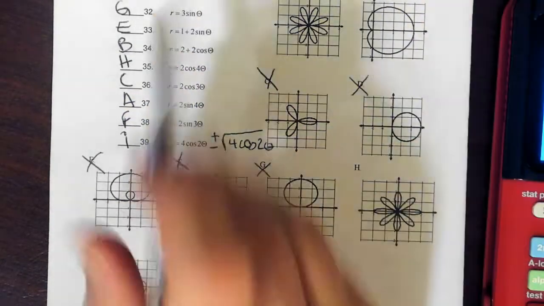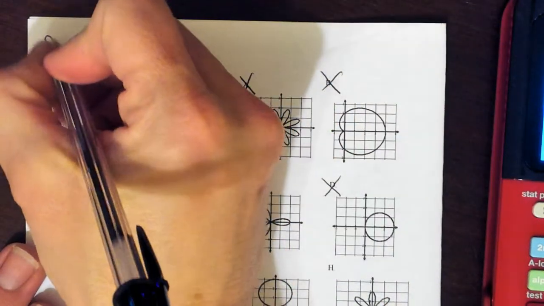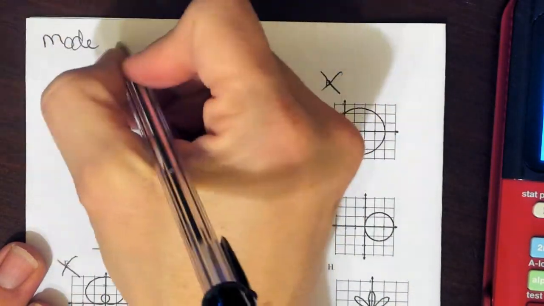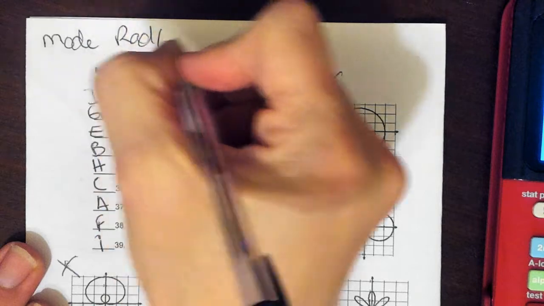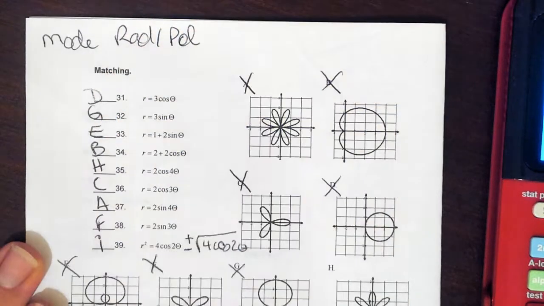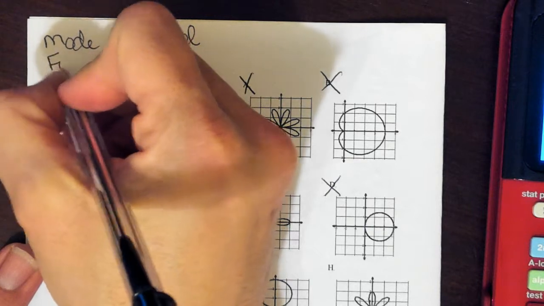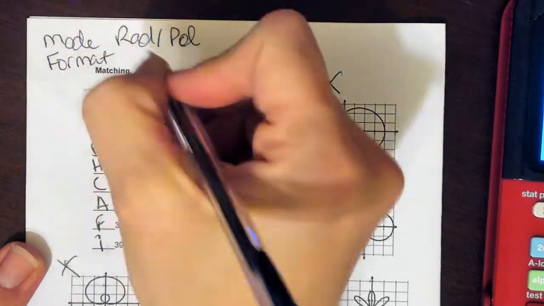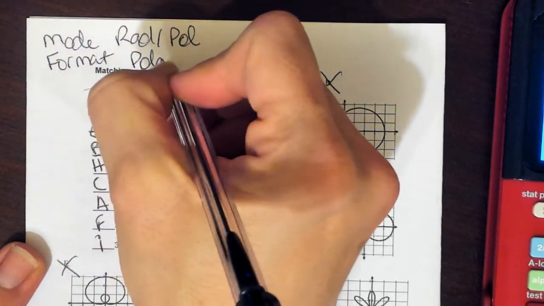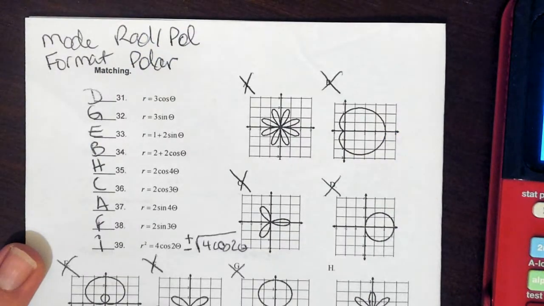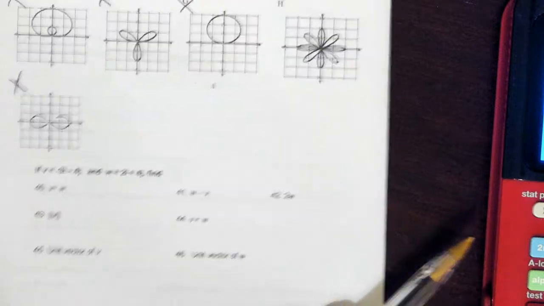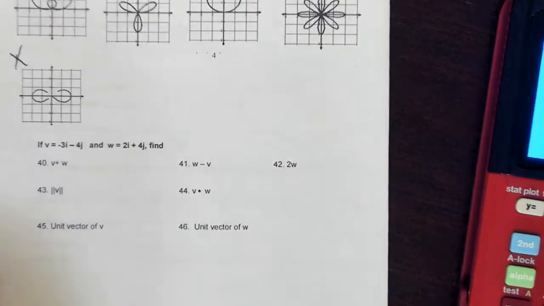So when you're doing this section in your calculator one more time, you need to remember to go to mode, and in mode you need to be in radians, and you also need to be polar, and then you also need to go to format, which is your second zoom, and you need to pick the one that says polar. Okay?